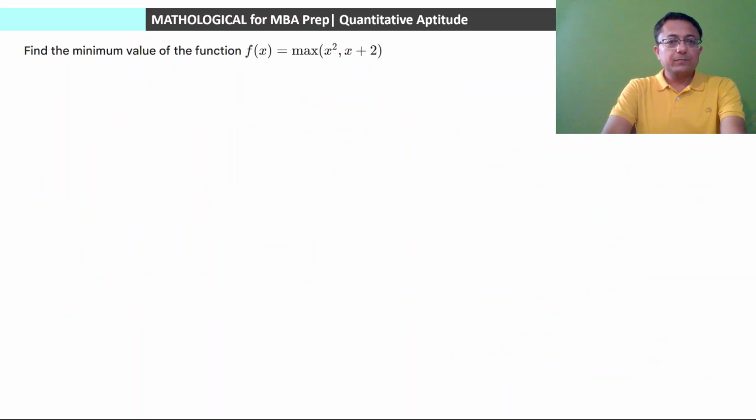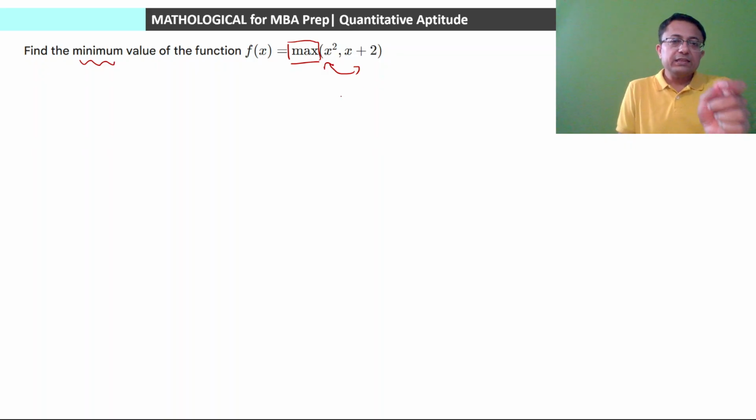Second question. Now pause the video and try to solve this one. Find the minimum value of the function f(x) when f(x) is defined as the maximum of x square and x plus 2. What will be the minimum value of the function f(x) equal to max of x square, x plus 2? This time we'll be solving directly by equating these two. f(x) is defined as the maximum of these two functions, and we need to find the minimum value. So the maximum value will be plus infinity, because f(x) is defined for all real numbers, but the minimum value will have a limit.